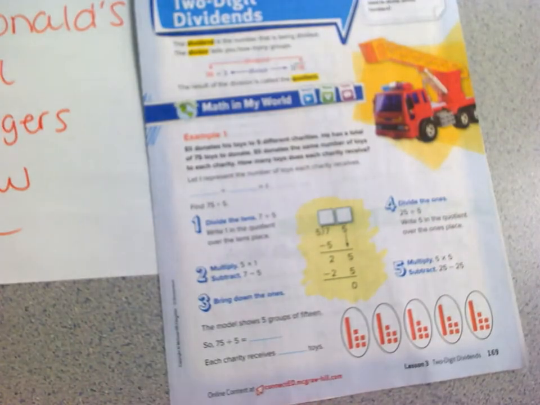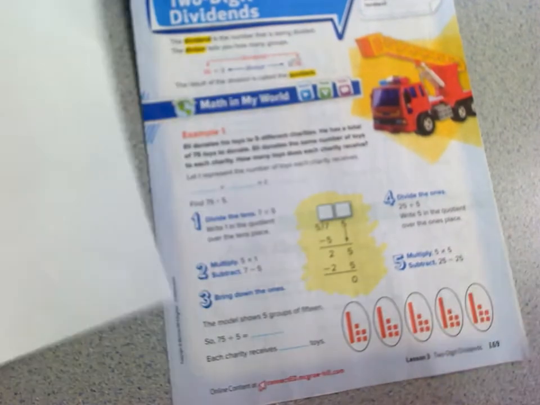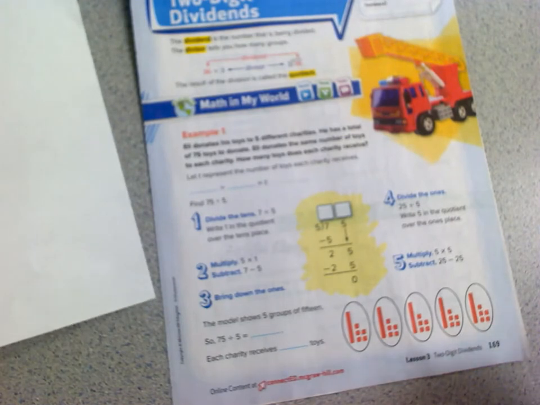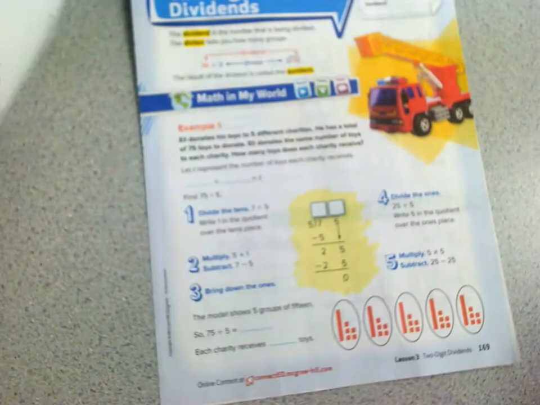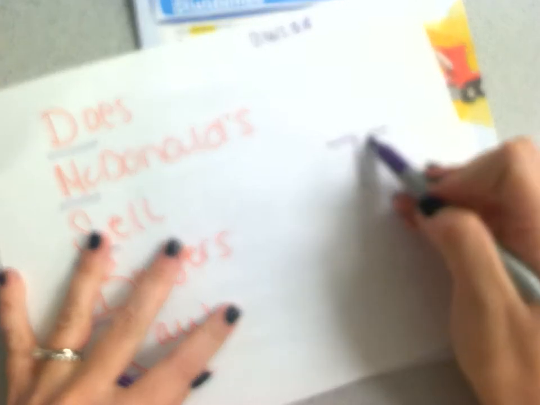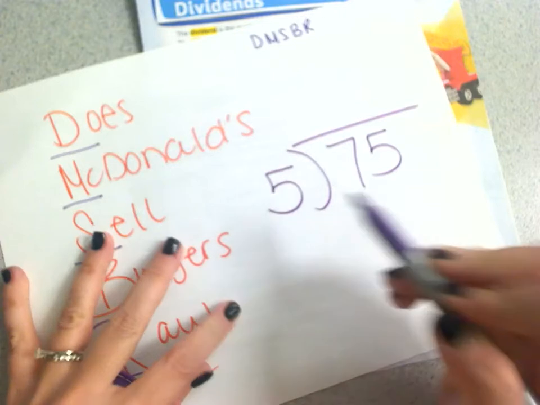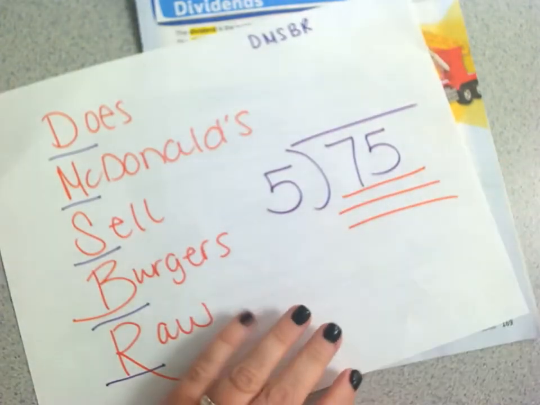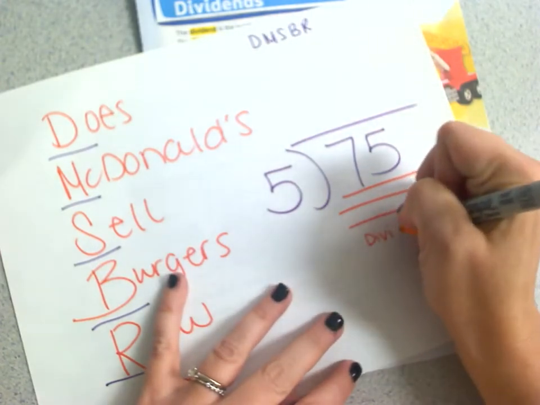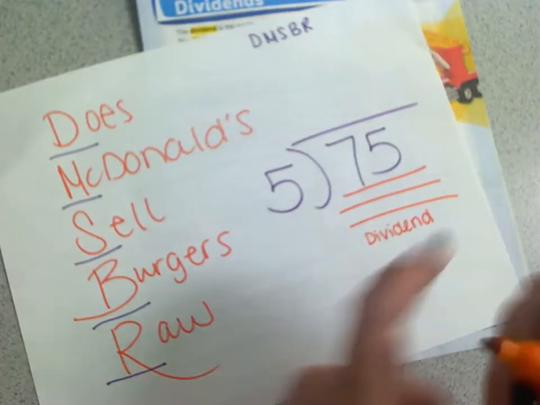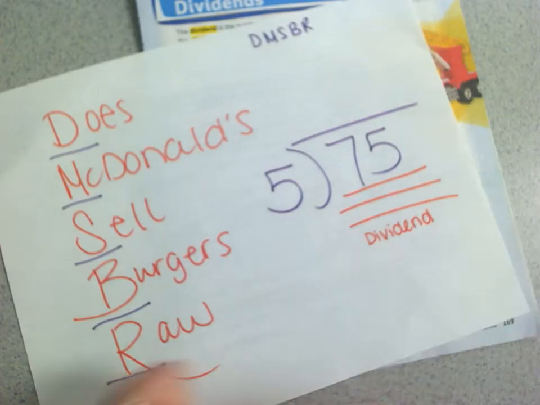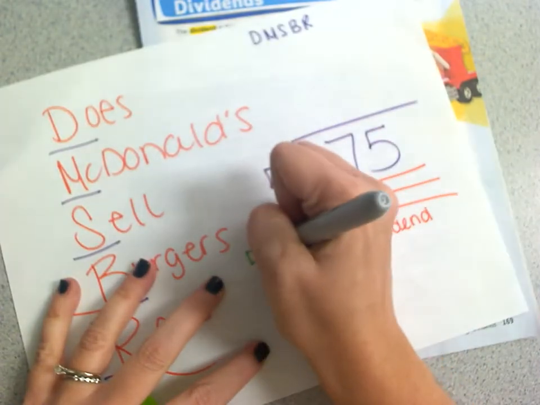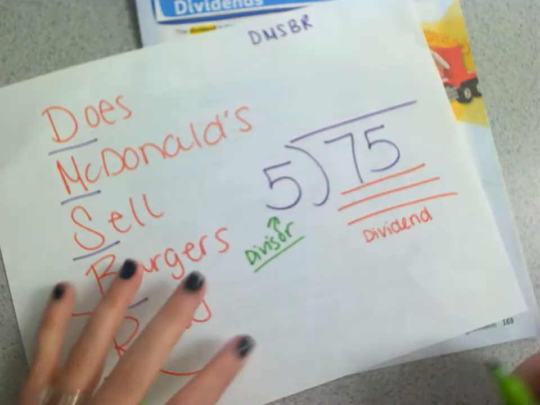The dividend is the number that is being divided. The divisor tells you how many groups. So it's just teaching us terminology about division problems. If I'm looking at this problem right here, and we draw a house like this, the number in the house is called the dividend. And the number outside of the house is called the divisor.